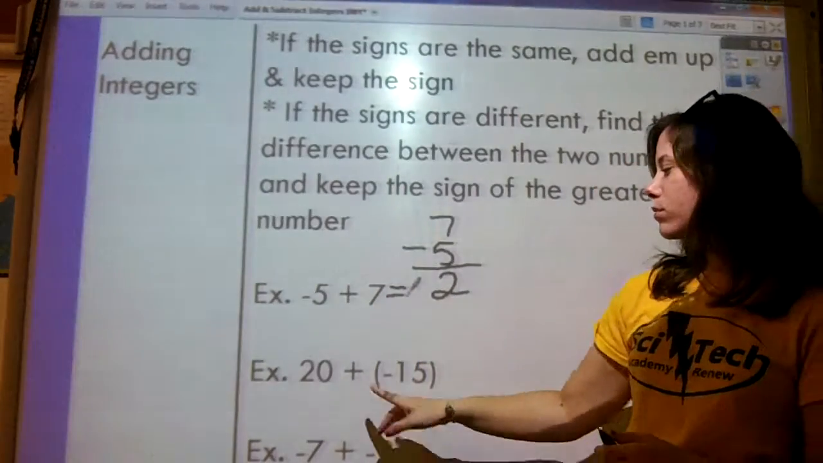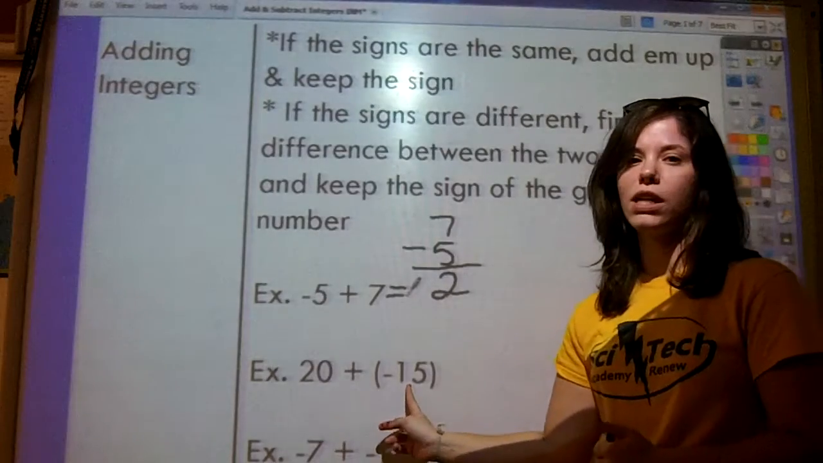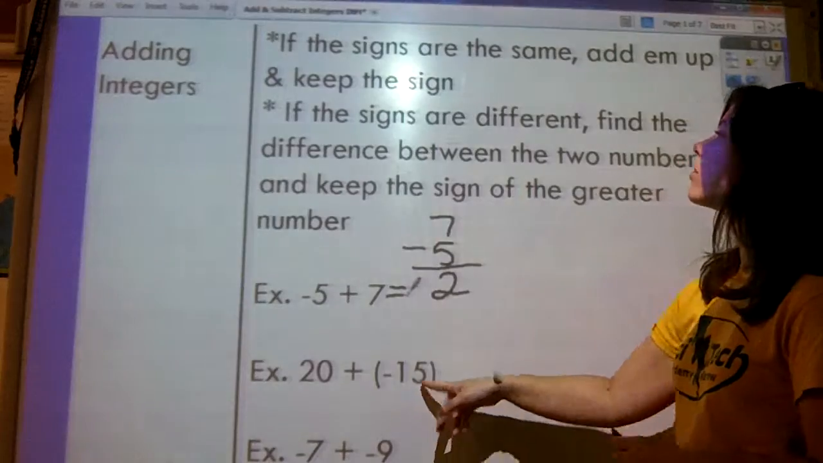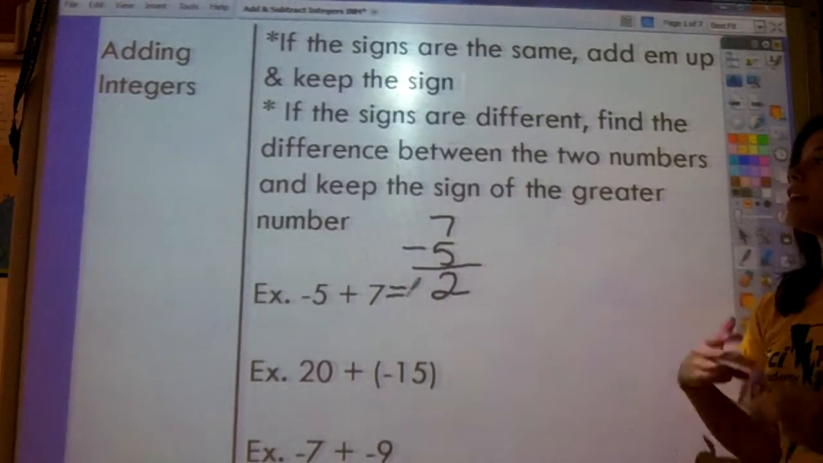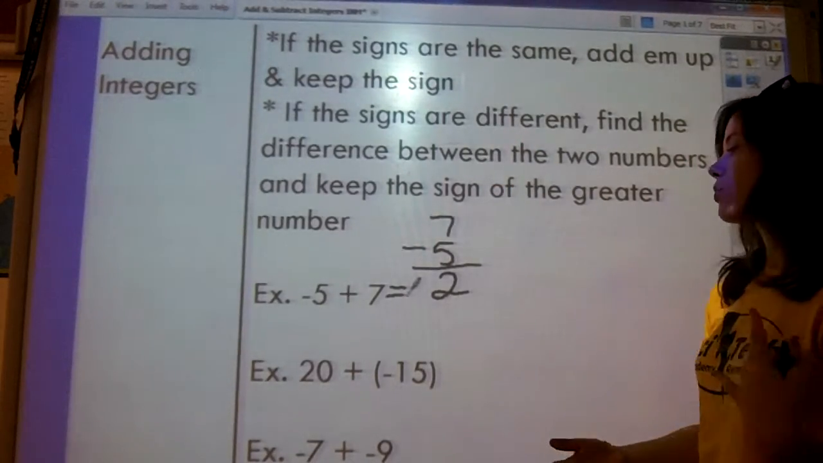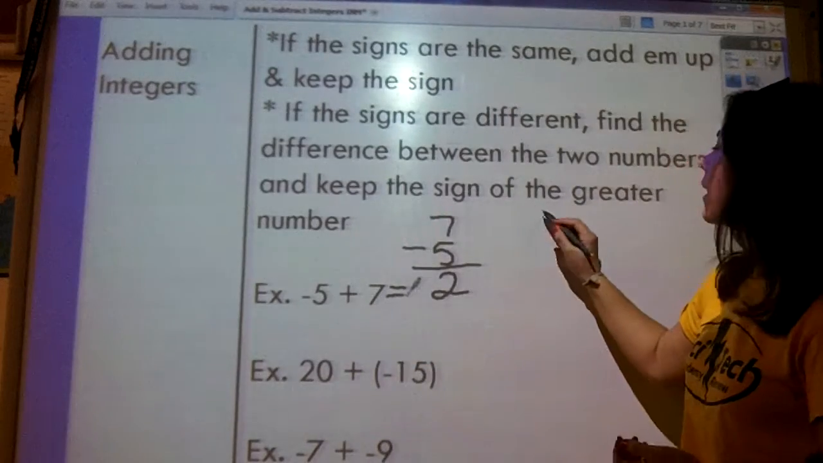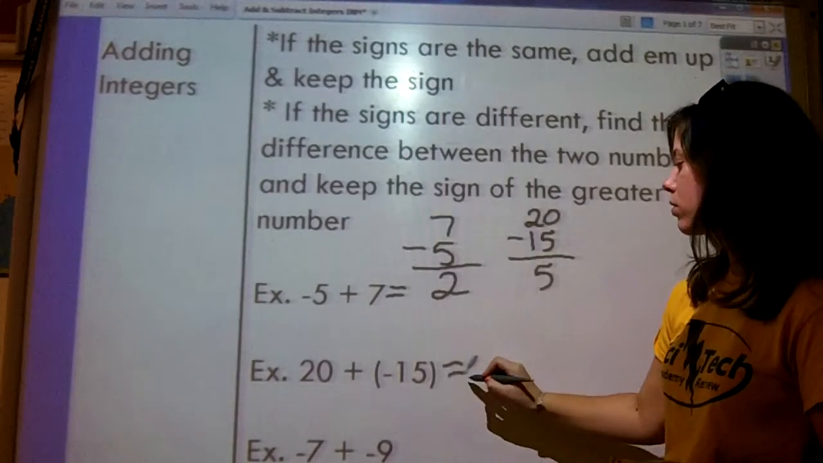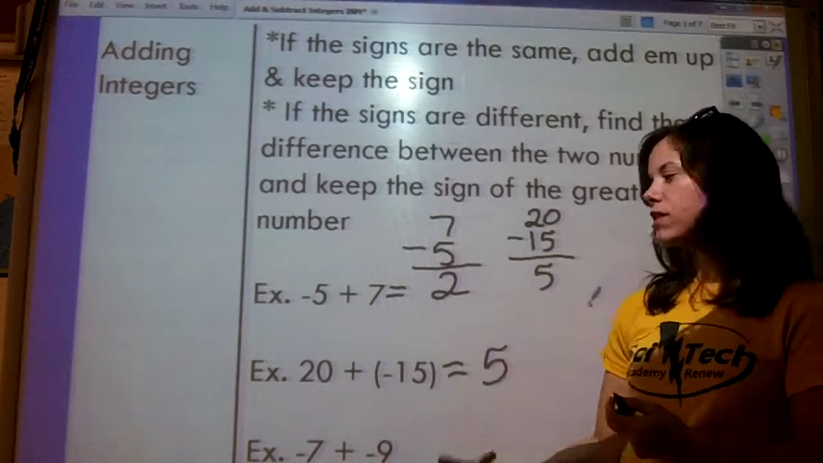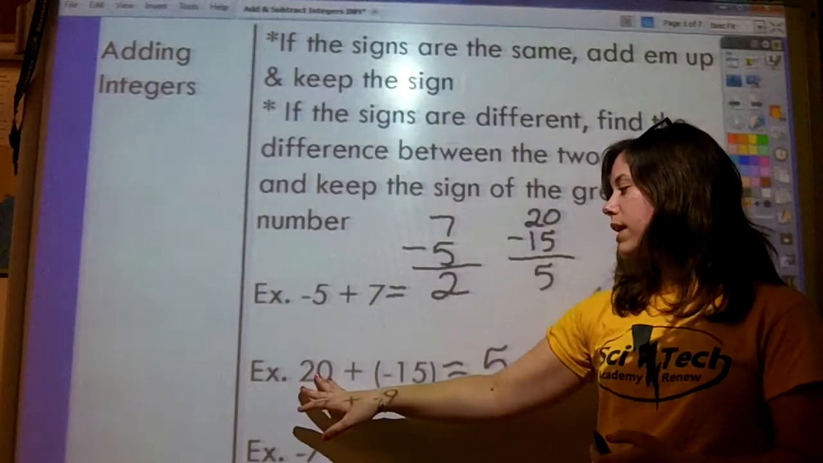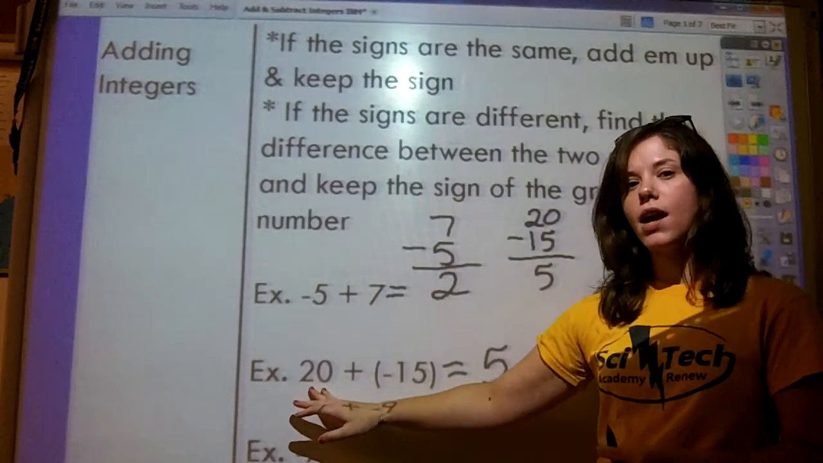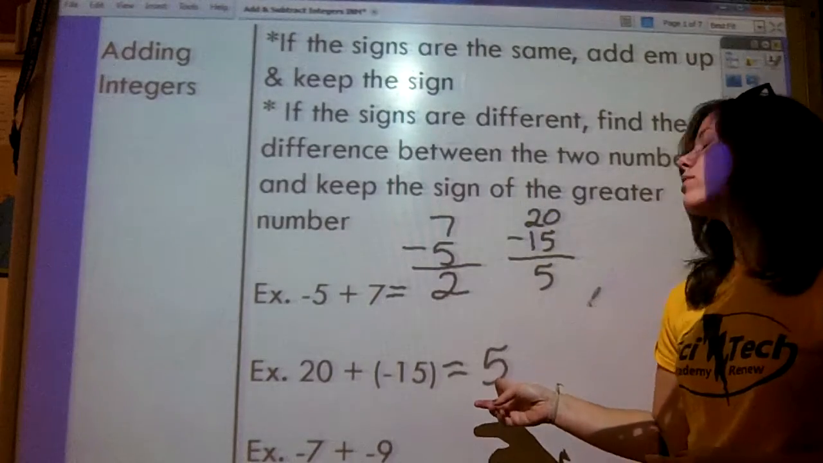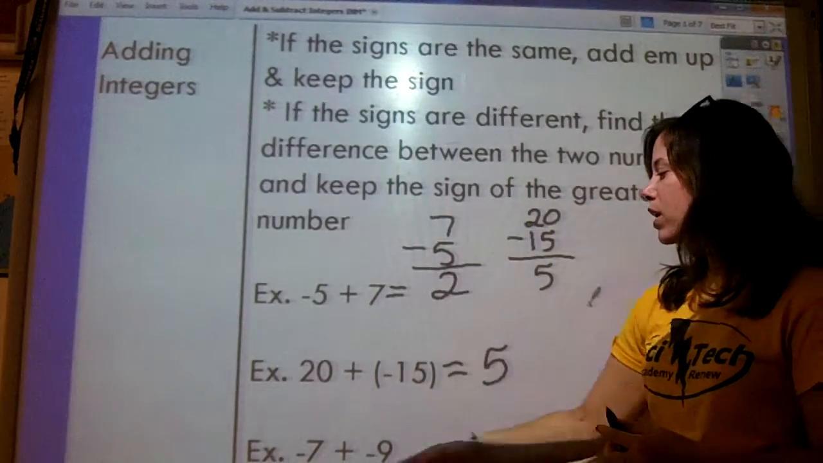Let's do another one. 20 plus -15. My signs are different because this one's positive and this one's negative. If the signs are different, find the difference between the two numbers, or subtract. So I'm going to do 20 minus 15 is 5, and then I keep the sign of the greater number. 20 is greater than 15, and it's positive, so that means this should be a positive 5. Let's get one more for adding.